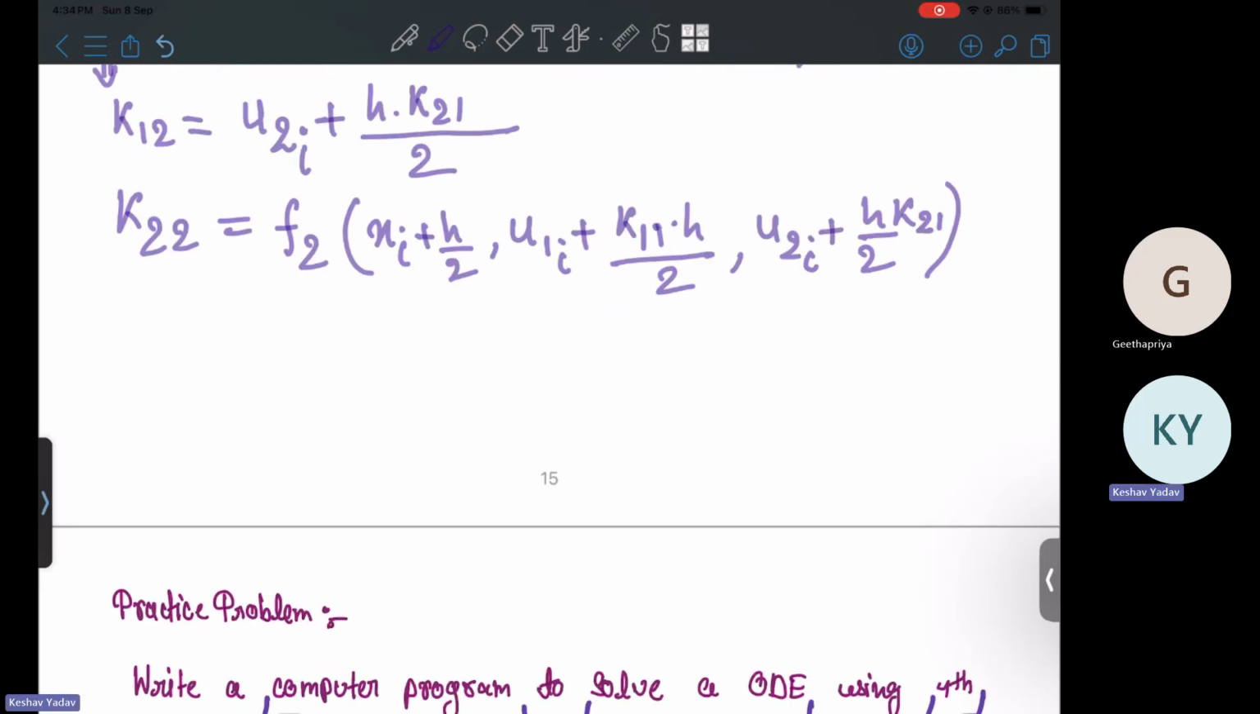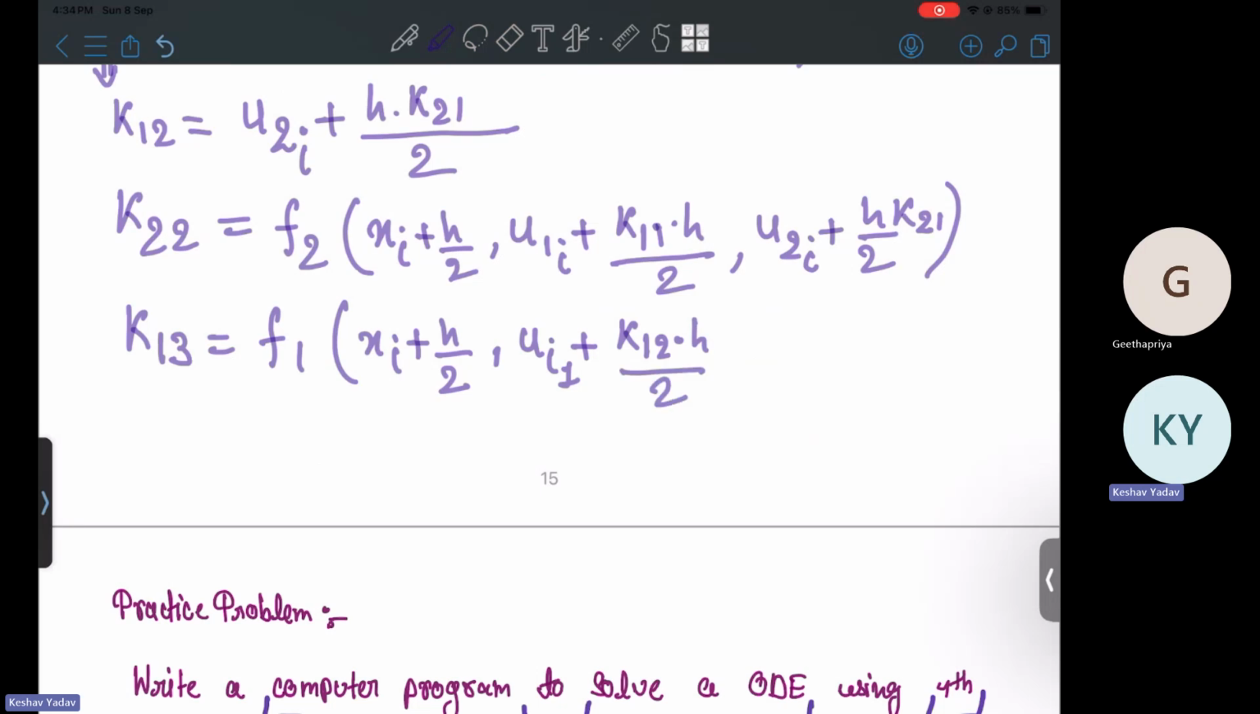Okay. Similarly, if I want to write k, first equation, third value, this will be equal to f1 of xi plus h by 2 comma u1i plus k from the first equation, second value, times h by 2, comma u2i plus h by 2 times k from the second equation, second value. Okay.